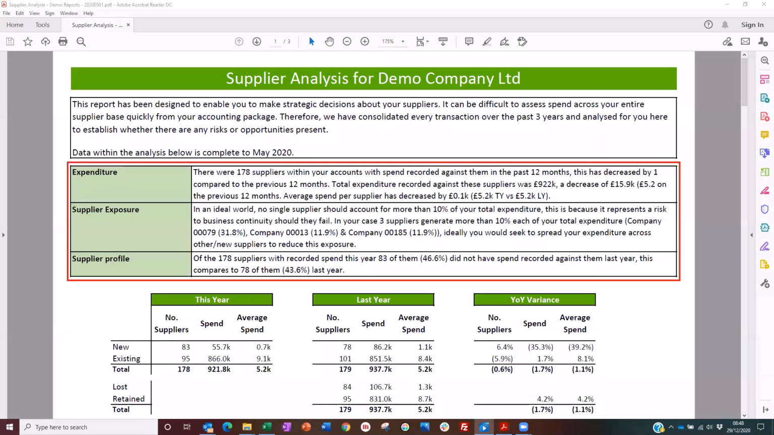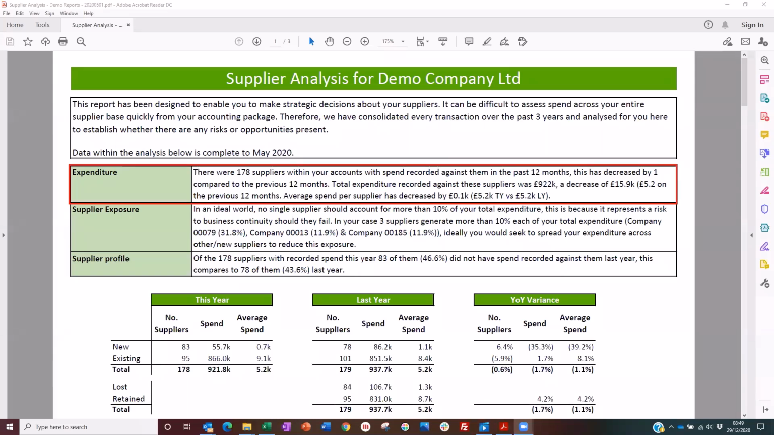At the top of the first page, there are 3 statements which analyze the supplier base over the past 2 years. The expenditure comment analyzes the number of suppliers with spend recorded against them over the past 12 months compared to the previous 12 months, total spend recorded against these suppliers, and the average spend per supplier this year compared to last year.